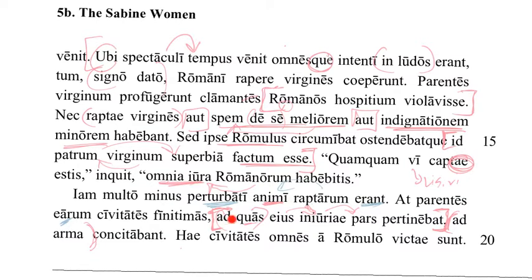And then we have this nifty, big, huge clause here, not really that big, to describe the civitates finitimas. Hae civitates omnes a Romulo victae sunt. Surprise, surprise. Okay, subject, hae civitates omnes, a Romulo, boring prepositional phrase. And why do we have a Romulo? Because we have a passive verb here.